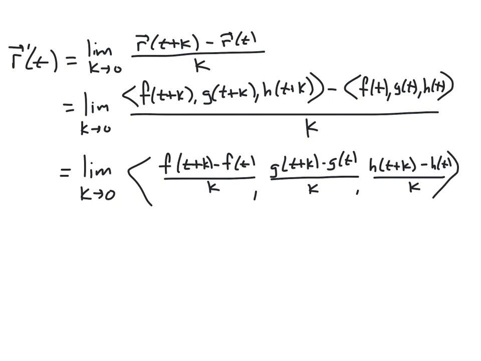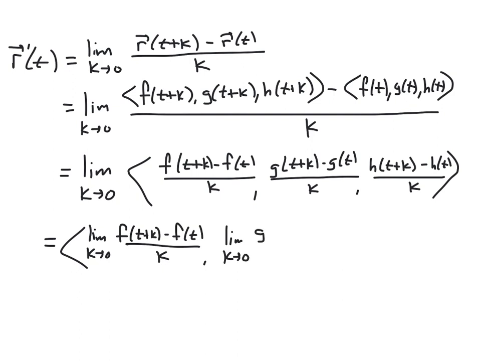All right, so this is just vector algebra, vector subtraction, and then scaling a vector by a factor of 1 over k. And now I have a limit of a vector, and we know that this is the limit of each of the components. So this is the limit as k goes to 0 of our first component. Limit as k goes to 0 of our second component. And the limit as k goes to 0 of our third component.